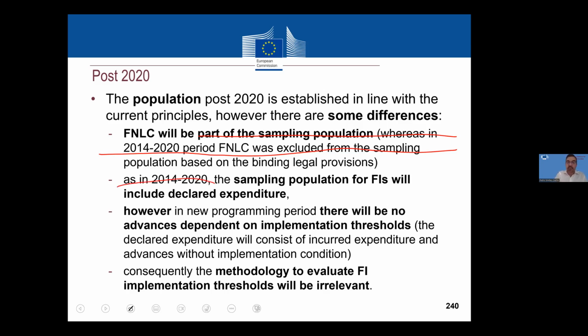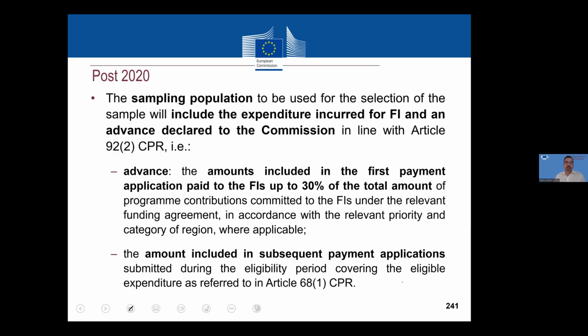Like in 14-20, the sampling population for financial instruments will include declared expenditure. In the new programming period, very importantly, there will be no advances dependent on the implementation thresholds. Because we don't have this, all the methodology that we have seen in a big part of my last presentation related with the verification of the implementation thresholds will now be irrelevant. We don't need to implement that methodology. This is a big change, of course.